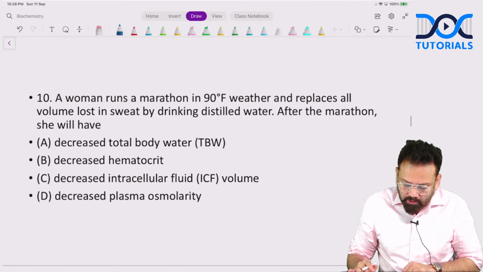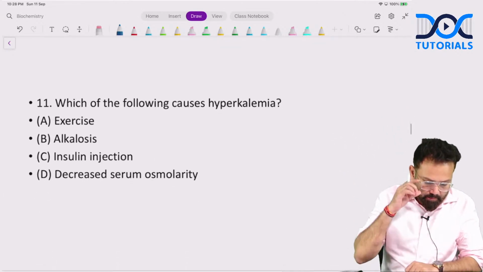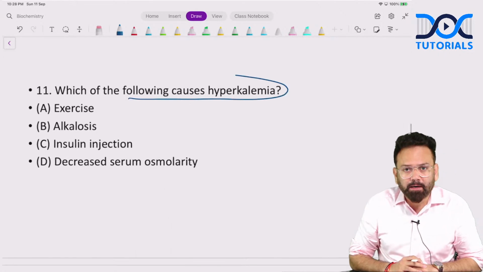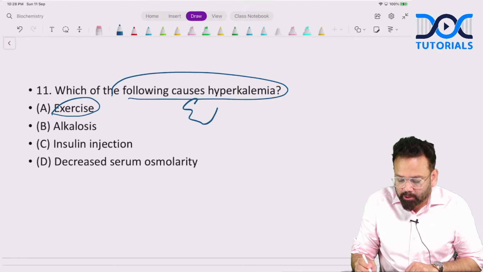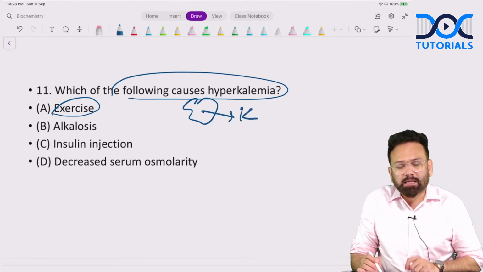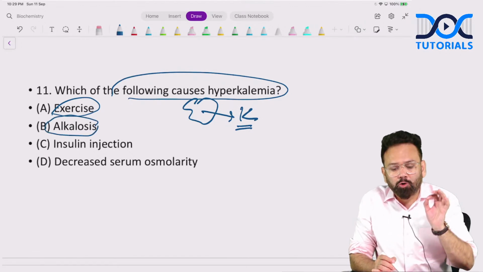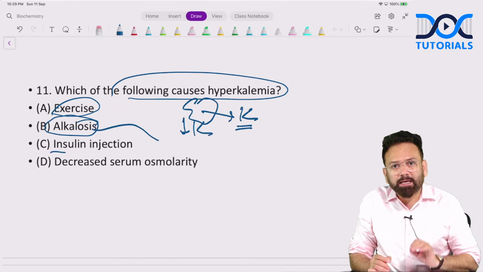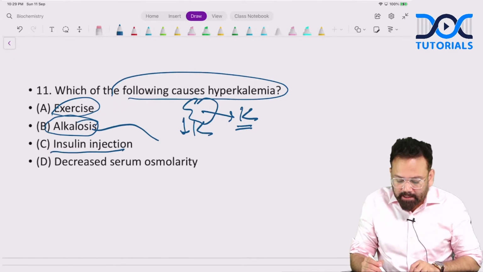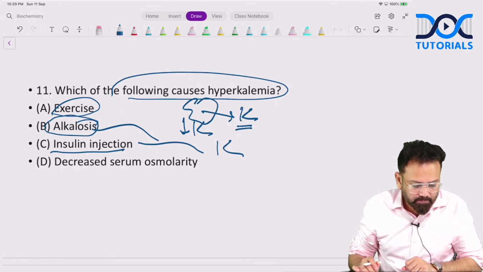Next question. Which of the following will cause hyperkalemia? See, when we exercise, cells burst and potassium comes outside, so exercise always causes hyperkalemia. Alkalosis, just now I told you, causes hypokalemia. Insulin causes influx of potassium into the cell, so insulin causes hypokalemia. So answer is A, exercise. Okay.